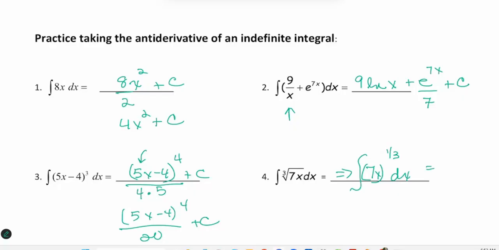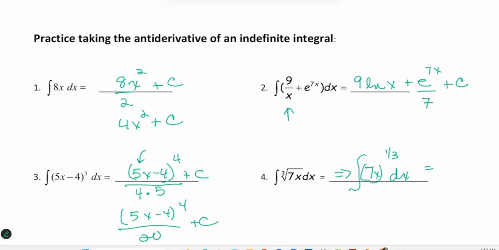Okay, so what am I going to do? I have to add the 1, right? So I have my 7x. I'm going to add 1. If I add 1, I'm going to add it as 3 over 3, so that's 4/3. Whatever's down here is going to go down here, and times the 7, which is the reverse of the chain rule, right?